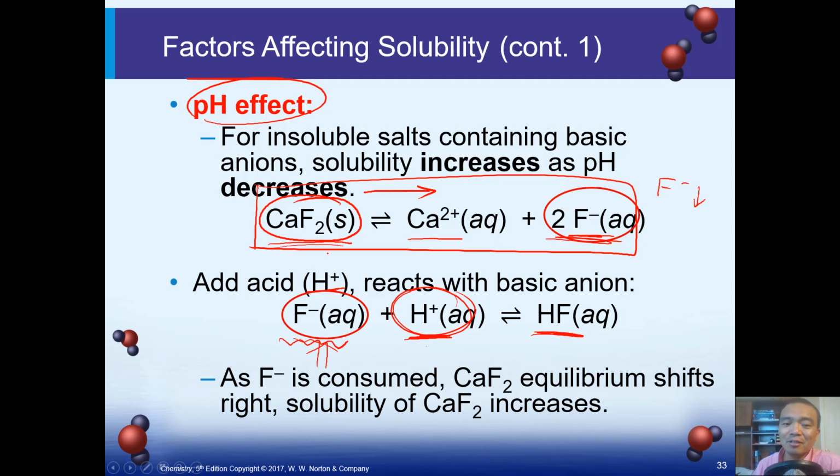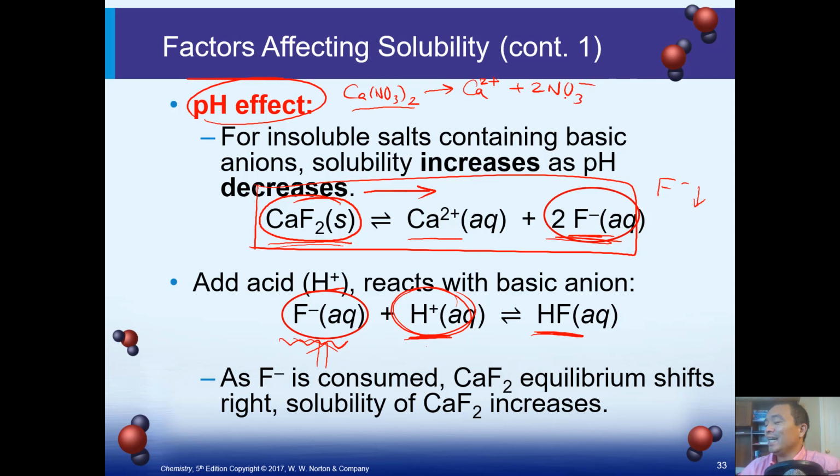All right. Let's look at a very similar situation. I'm going to ask you a question. If I change the pH, will this affect the solubility of this compound, calcium nitrate? Will it or not? When you dissolve calcium nitrate into water, it's a soluble salt, and it will give you a calcium ion and the nitrate ion.